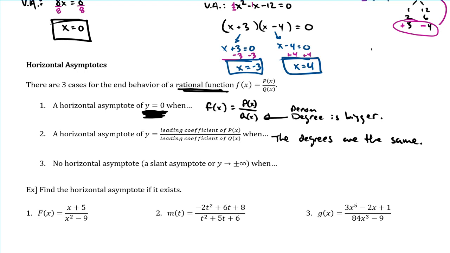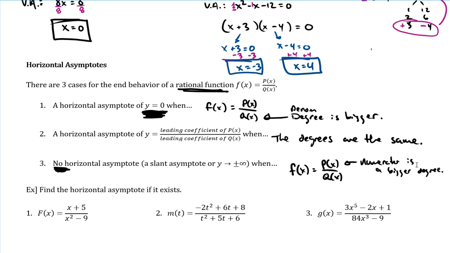And then the last type of horizontal asymptote is there is none. So that would be our final answer. What would occur is called a slant asymptote, which is something that we don't really need to worry about if they're asking about horizontal only. Okay, so it's no horizontal asymptote when, let's write it like this again, when we have our general form, when the numerator is a bigger degree. Okay, so there's the three cases.